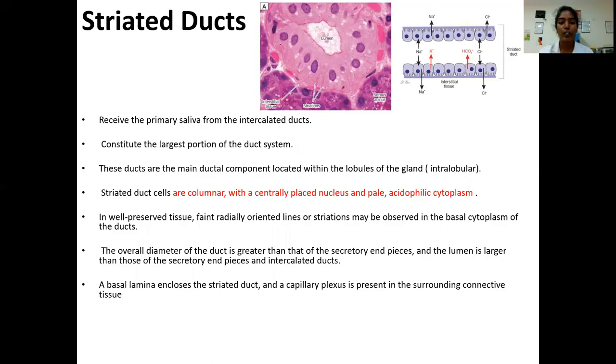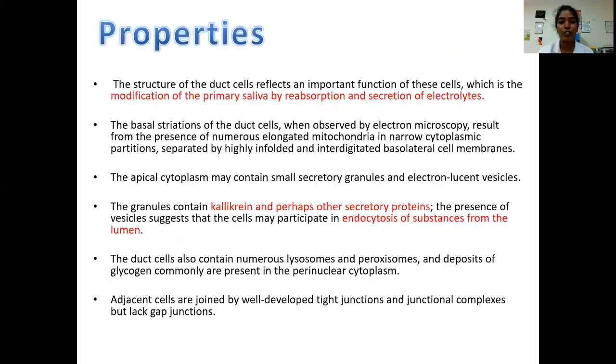The overall diameter of the duct is greater than that of the secretory end piece, and the lumen is larger than those of the secretory end piece and intercalated ducts. Basal cells enclose the striated ducts, and a capillary plexus is present in the surrounding connective tissue. The properties: the structure of the duct cells reflects an important function of these cells, which is the modification of the primary saliva by reabsorption and secretion of electrolytes.